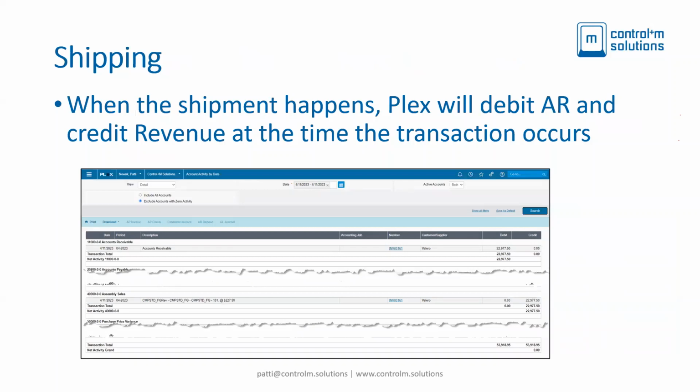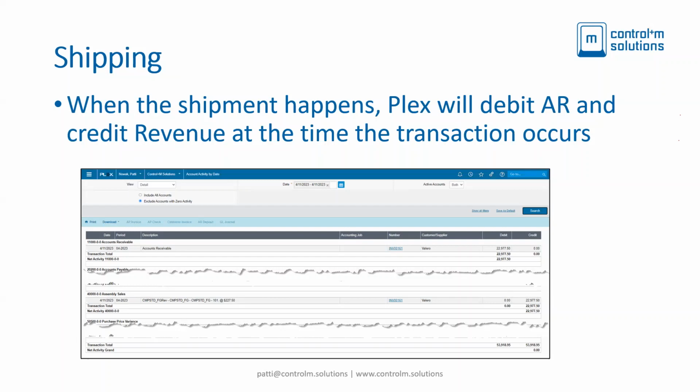Let's look at what happens when we ship goods out. When we do ship goods out, Plex is going to immediately create the customer invoices for you and book the revenue and accounts receivable. It'll also change the container status to shipped, and the shipped container status will fall off your inventory reports. The container still exists, it's just not included in valuation.